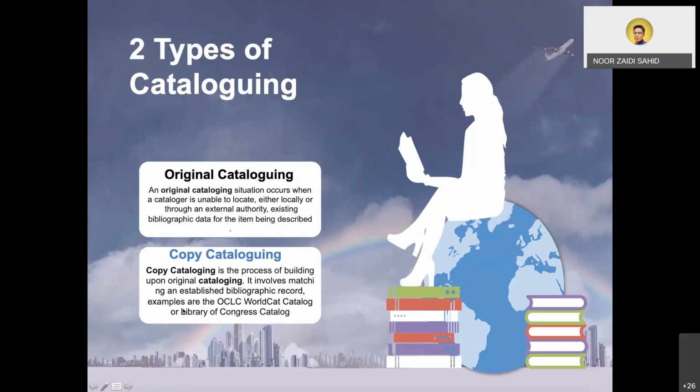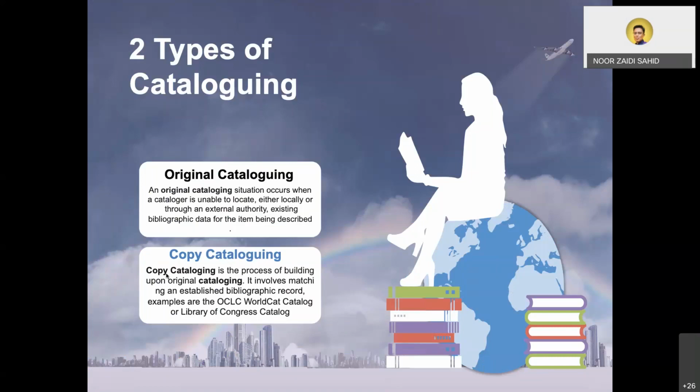So dalam proses ini, sesuai dengan the term copy cataloging, which means you copy the catalog records from other sources. Contohnya, the most popularly used in this activity is from OCLC or WorldCat. Kenapa ya? Sebab WorldCat, OCLC ni, dia menyimpan seluruh koleksi di seluruh dunia yang ditempatkan di Ohio. Di Ohio tu database ni.